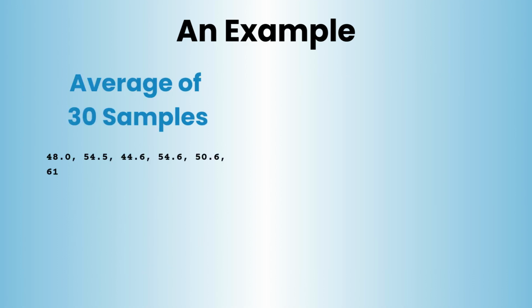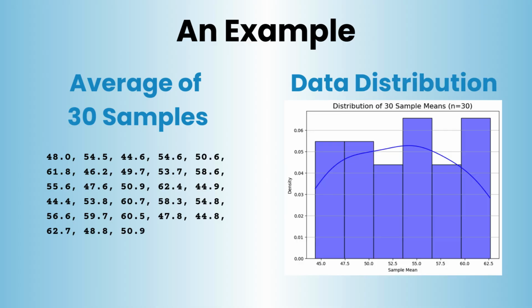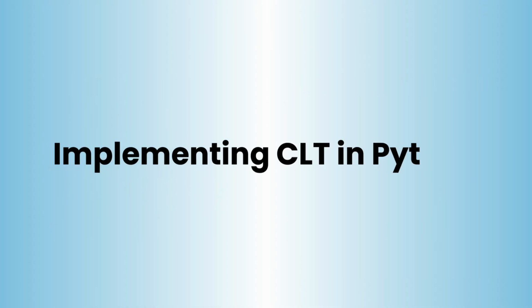Let's do this again. Extract 30 random samples, average them to produce a data point in the resulting set, and repeat this process for 30 iterations and plot this data on the graph. We can clearly see the data following normal distribution with a bell curve. We will implement this in Python.